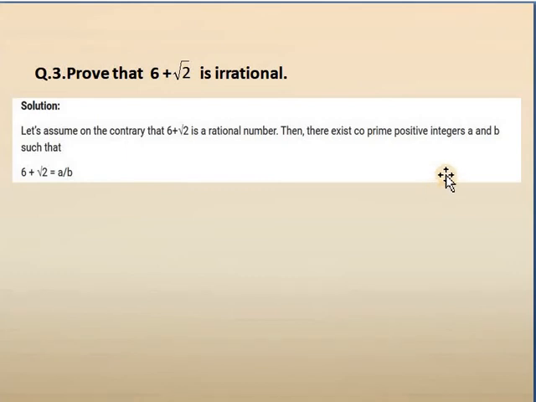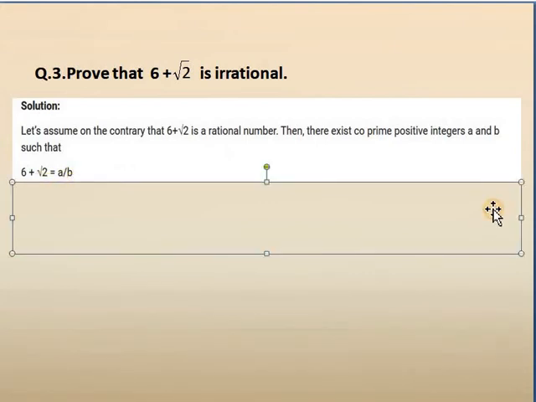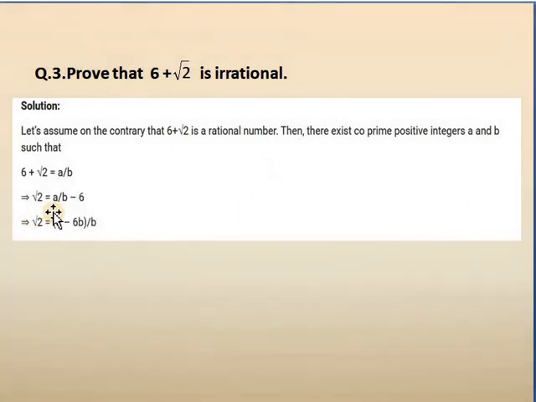What we need to do is not go for squaring and so on, but directly find the value of root 2. If you want to find root 2 here, it will be a by b minus 6. So you will get root 2 is equal to a by b minus 6, which is a minus 6b by b, because the LCM is b.